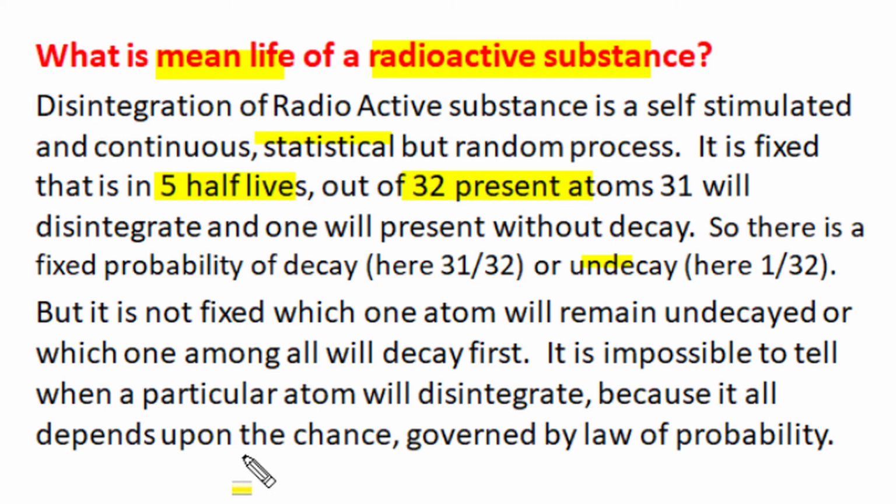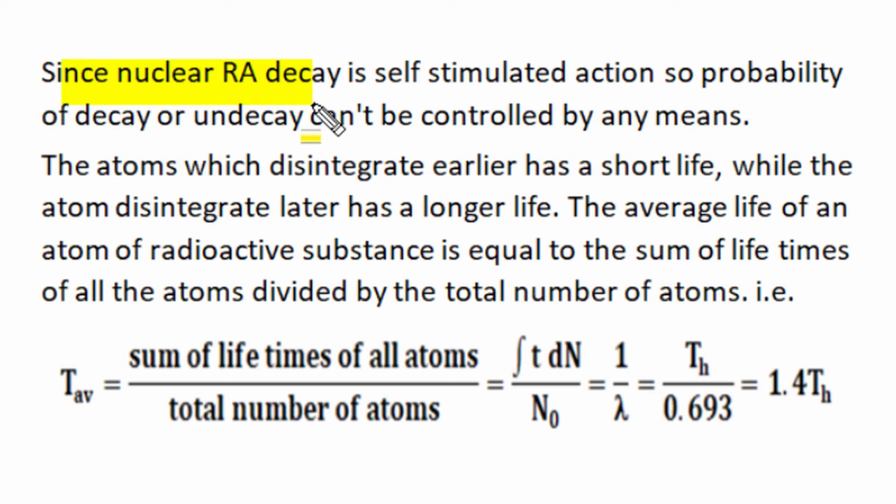As in this random phenomenon, decay or disintegration of a radioactive nucleus depends upon chance, upon probability, and the process is governed by the law of probability. Since nuclear radioactive decay is a self-stimulated continuous action, the probability of decay or non-decay can't be controlled by any means. In other words, the half-life period of a radioactive substance will not change with the change of physical conditions, chemical composition, or even with the change of time.